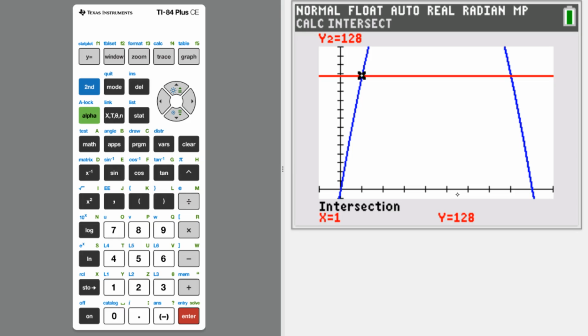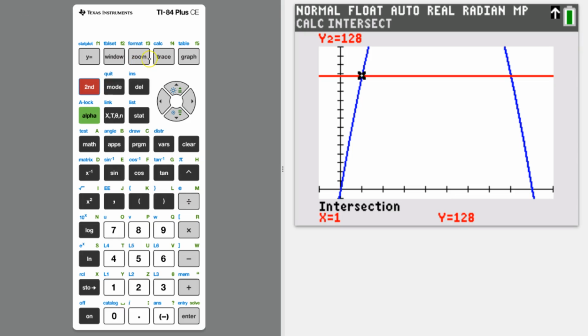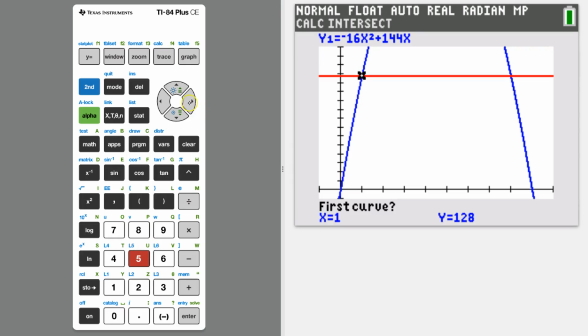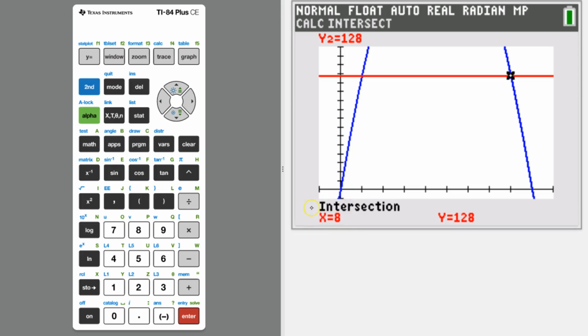Now we need to find the other intersection point, so I'm going to go into the calculate menu again, second, trace, choose intersect again, and then once again, the cursor needs to be on the first curve, press enter, cursor on the second curve, press enter, and then move your cursor over closer to the other point of intersection. You can type in a number or you can just move it with the right and left arrows. It doesn't have to be right on it, it just has to be closer to it than it is to the other one. Press enter, and this intersection point is at x equals 8. And the y value is 128.